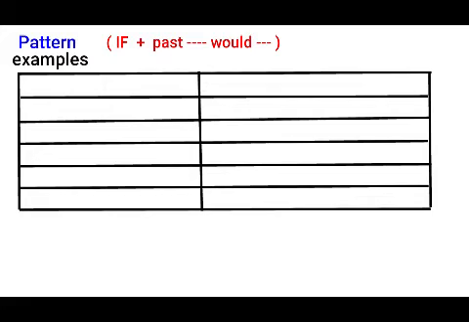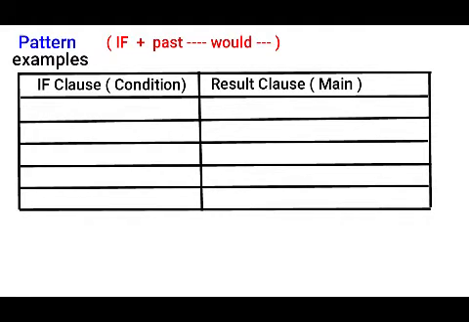Pattern of the if-2 sentences. We have if and a past simple tense in the condition clause. Then would, might, or could in the result clause. Look at these sentences in the table. We have the if clause or the condition, then we have the result clause or the main clause on the other side. If I were a bird, I would fly to London. That means I am not a bird and I cannot fly to London.